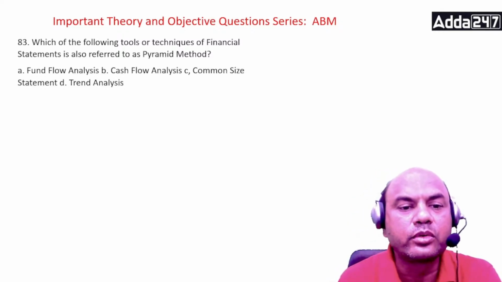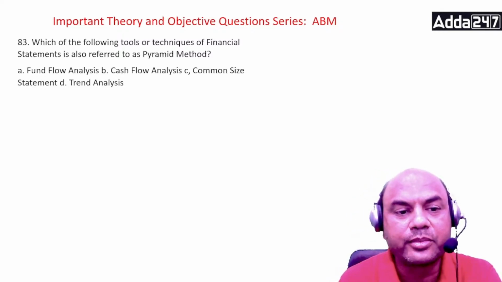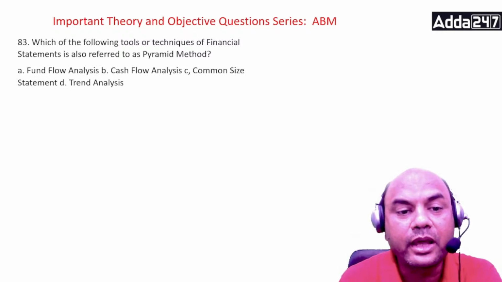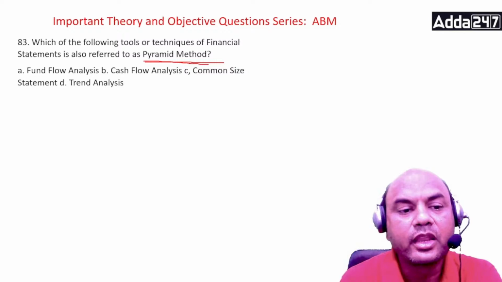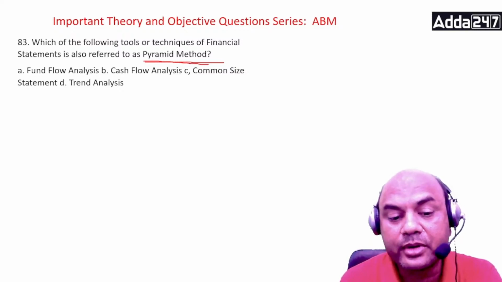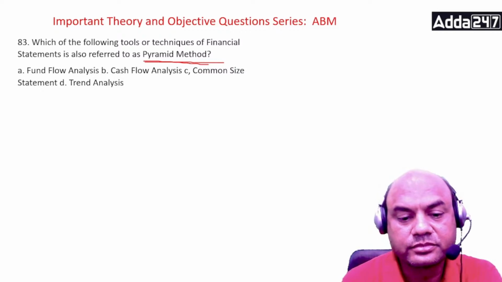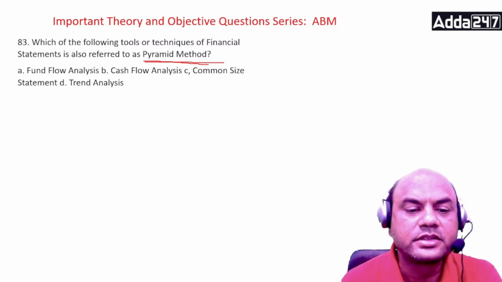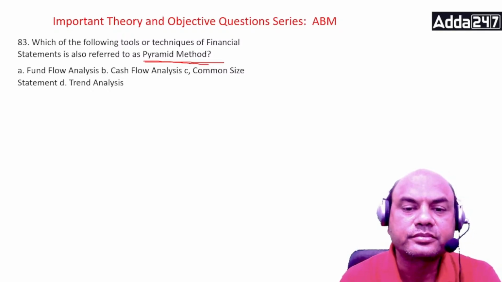Which of the following tools or techniques for financial statements is referred to as the pyramid method? Funds flow analysis, cash flow analysis, common size statements, or trend analysis. So which is referred to as the pyramid method?